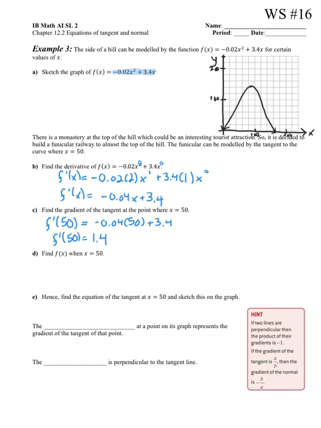And then part D says find f of x when x equals 50. So that means we're going back to the original equation now. We're going to say f of 50 equals negative 0.02 times 50 squared plus 3.4 times 50. And that's what we would do for this last problem. And we get f of 50 equals 120.